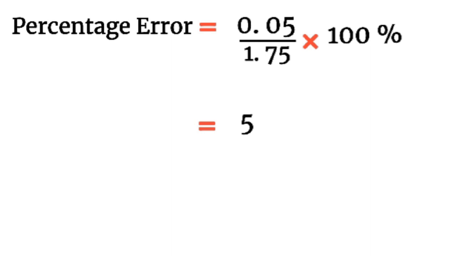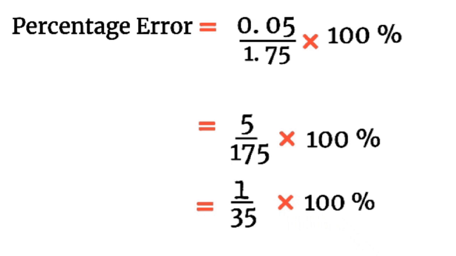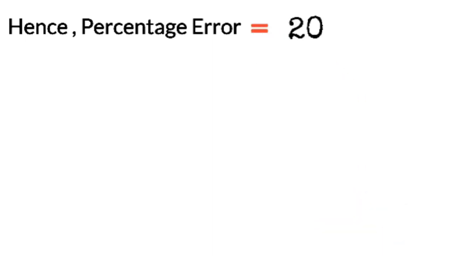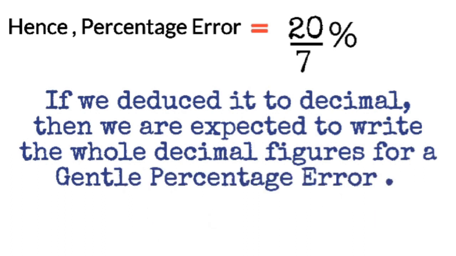We can multiply the 0.05 by 100, and also multiply the 1.75 by 100. We apply this to eliminate the decimal points and make the calculation easier. It will be 5 over 175, multiplied by 100%. 5 can cancel 175, 35 times. Hence, the percentage error will be 20% over 7. We use 5 to cancel the 100% and the 35. 5 goes into 100% 20 times. It goes into 35 7 times.